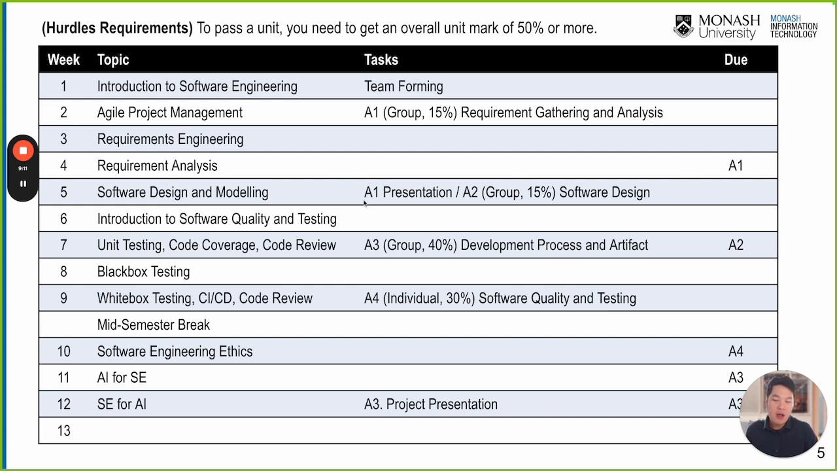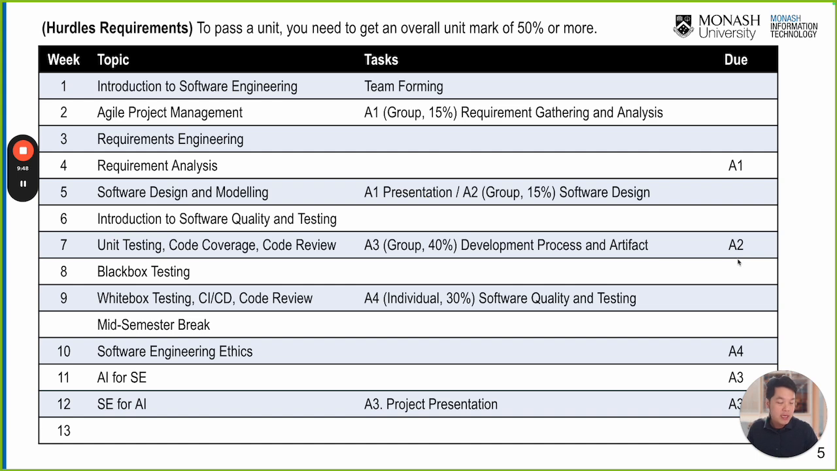And then for the week 5 workshop, everyone will need to do a presentation about A1, the assessment one. At the same time, the A2 instruction will be released on week 5 as well, which is again group work. It is weighted 15%. It is about software design and modeling, how we can design the class diagram, design the use case diagram, that kind of thing. The A2, which will be released on week 5, is due on week 7.